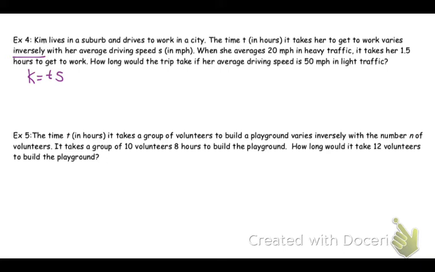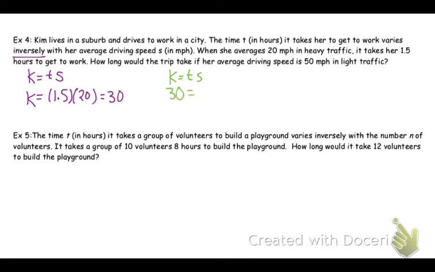So let's find our constant of variation. It takes her 1.5 hours to get to work if her speed is 20 miles per hour. So that gives us a constant of 30. Then we can use that constant to find my answer here. To make this a little easier, I'm just going to use the same equation that I had before. So k is equal to t times s. Well, now I know k is 30.